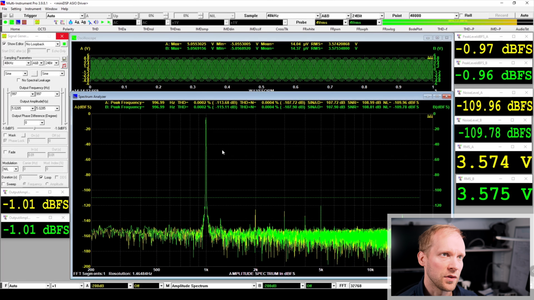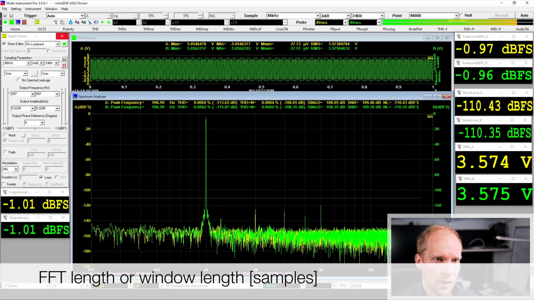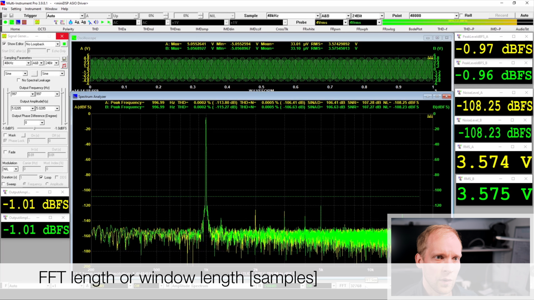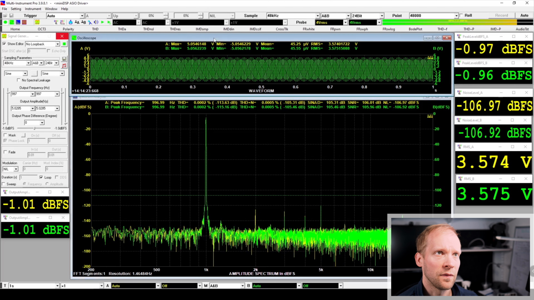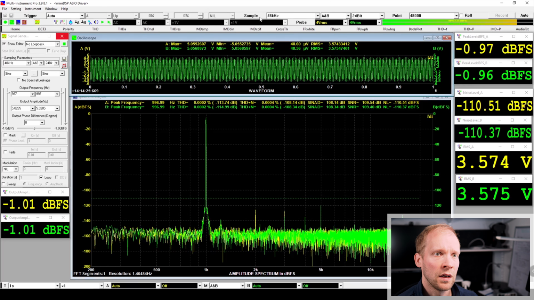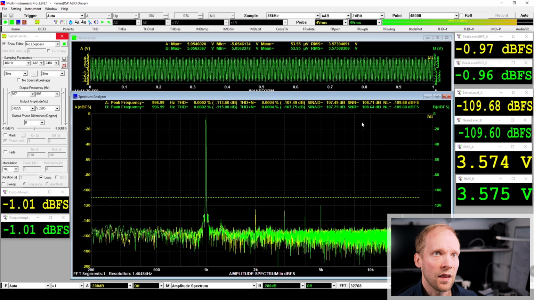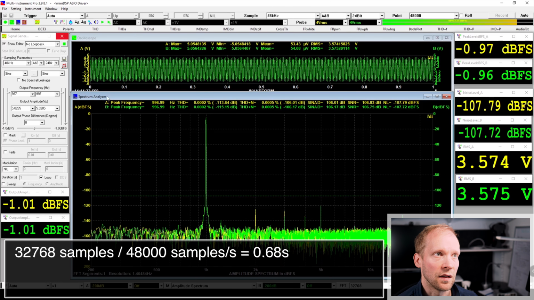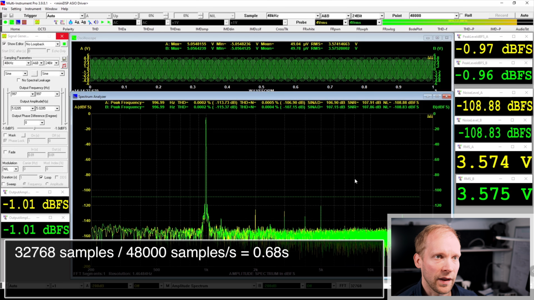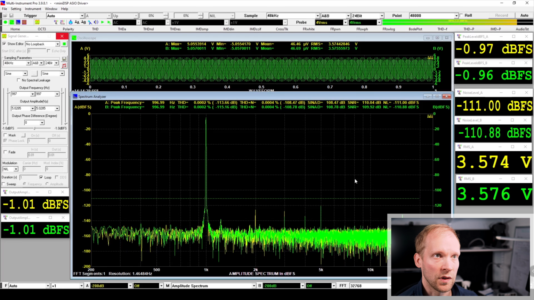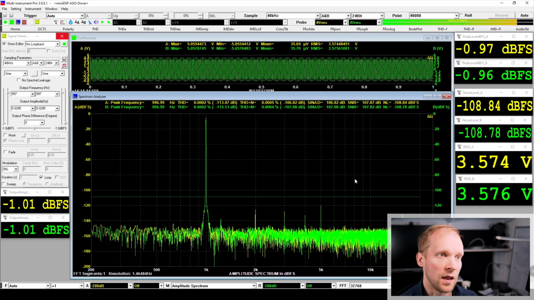One important feature of FFT is how long it is, the length of the FFT. And here we see now that it's 32K. This signal is sampled at 48 kilohertz. So it means that to get these 32,000 samples, it takes almost 1 second of this signal. And that's why we also see that the FFT updates around once per second, because it always needs to capture 1 second and then calculate the FFT.